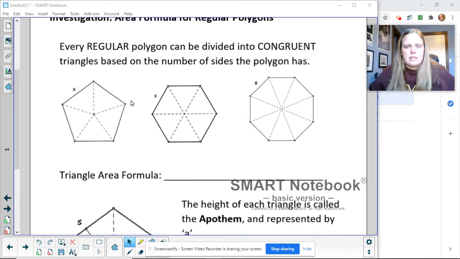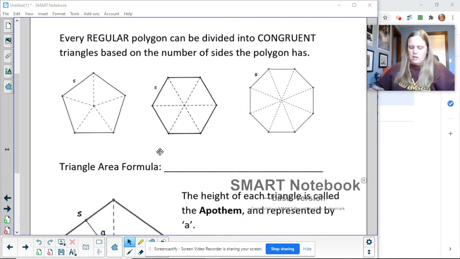So here are three examples of regular polygons. These ones are pentagons, hexagons, and 1, 2, 3, 4, 5, 6, 7, 8, octagon here. So if you take a regular polygon, to find the area of it, what you can do is chop it up into congruent triangles. And because all the sides are the same length on a regular polygon and all the angles are the same measure, each of these triangles is going to be the same size.